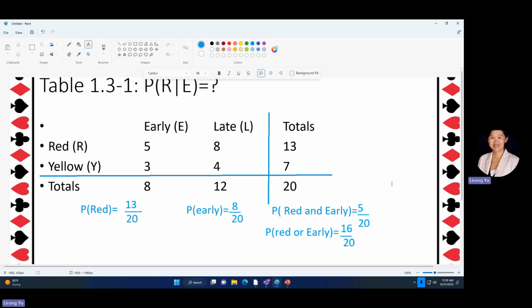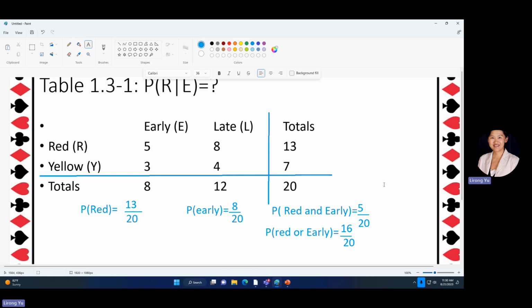Now, the question is to find the probability of red given it's early. This vertical line we pronounce as "given." What is the probability of red given it's already early? Suppose we look at all the early ones, we know the time, right? Some of the flowers are early, some are late. So you know this collection of flowers that's early. In that early group, you find how many are red. This can be easily found out. You already knew it's early, so it's in the early group. And how many of them are red?